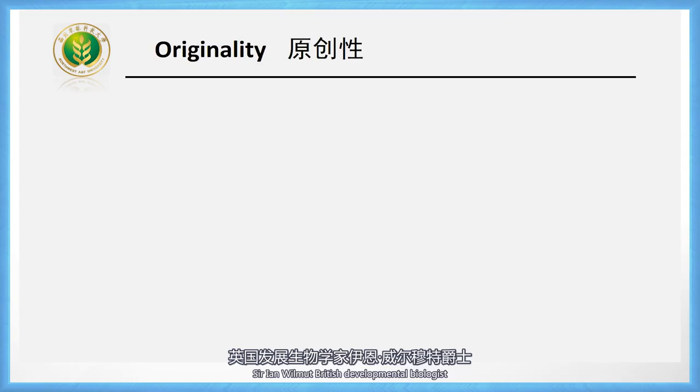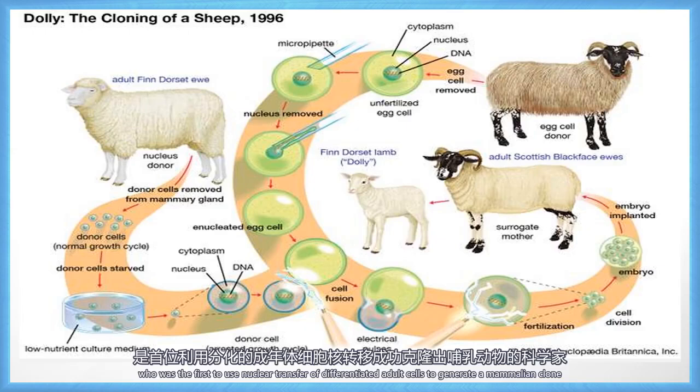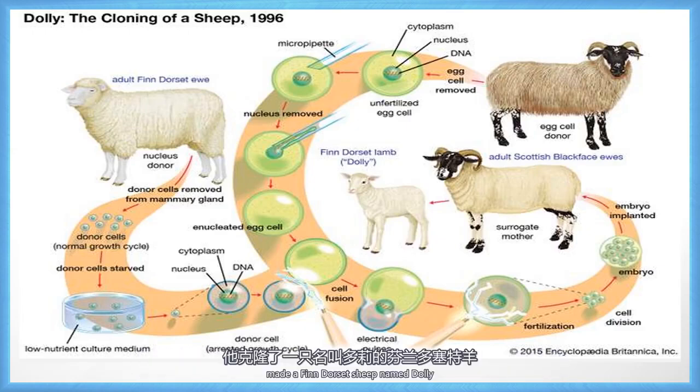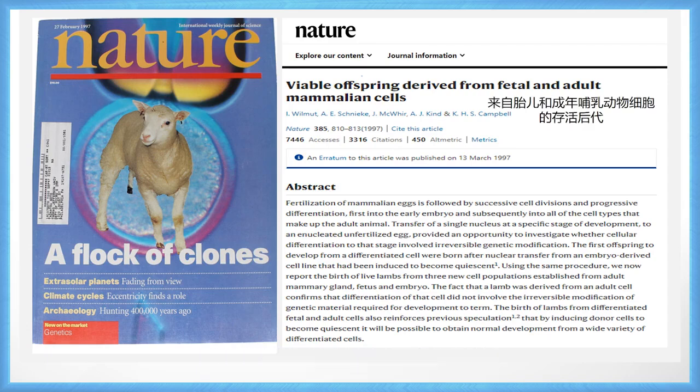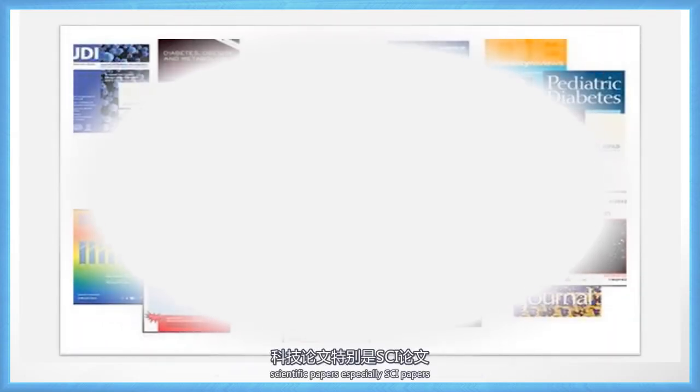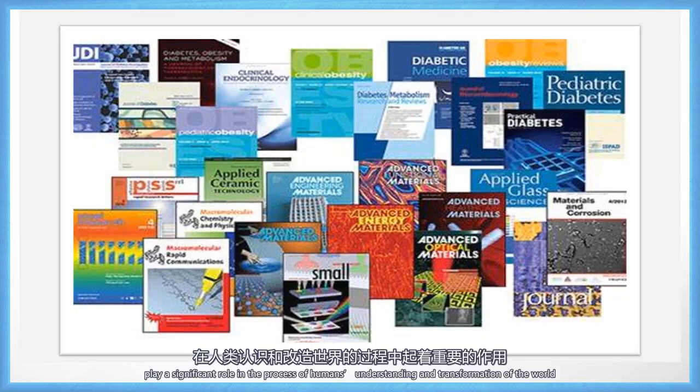Sir Ian Wilmut, the British developmental biologist who was the first to use nuclear transfer of differentiated adult cells to generate a mammalian clone, made a Finn Dorset sheep named Dolly, born in 1996. He and his colleagues at the Roslin Institute, Edinburgh, Scotland, published the groundbreaking finding in Nature in the following year. Scientific research articles value the originality of research work. Thus, scientific papers, especially SCI papers, play a significant role in the process of human understanding and transformation of the world.